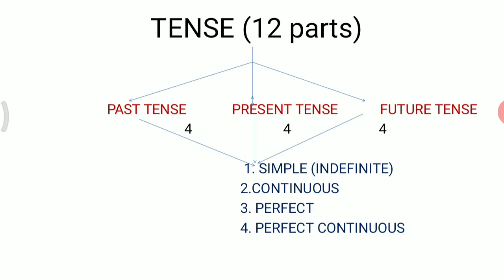Now let us take simple. So we can say we have simple past, simple present, simple future. Now with continuous we can again make 3 tenses: past continuous, present continuous, future continuous. Then past perfect, present perfect, future perfect. And similarly we can make past perfect continuous, present perfect continuous, future perfect continuous. So in this way we can make 12 tenses.